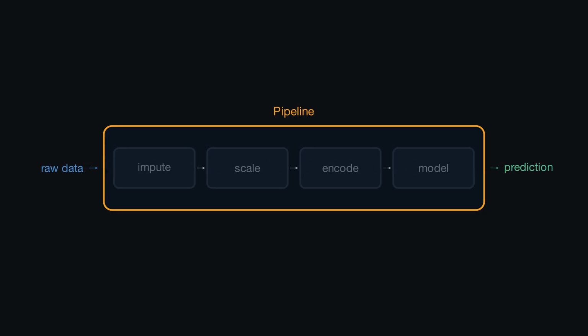Fit trains every step at once. Predict reuses the exact same steps. One object, one source of truth.